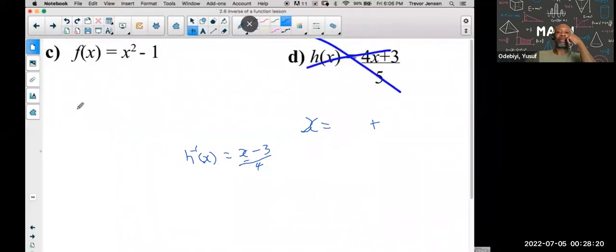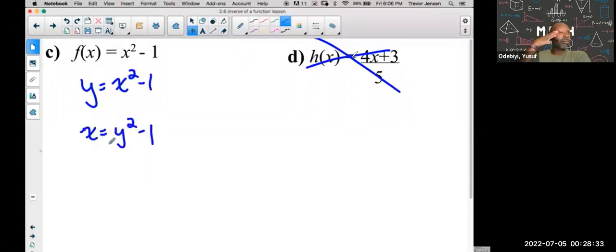But C, so f at x, let's write the equation inverse of f at x first by changing it to y. And I swap the x and y, y squared minus 1. So now we want to isolate y. So x plus 1 equals y squared.